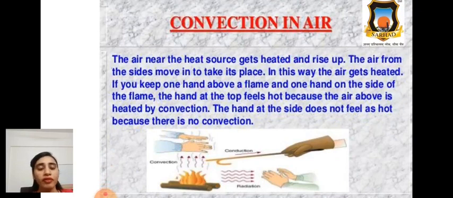Now, convection in air. The air near the heat source gets heated and rises up. The air from the sides moves in to take its place. In this way, air gets heated. Means air near the heat source gets heated and rises up. See in this figure also. And the air from the sides moves in to take its place. In this way, air gets heated.